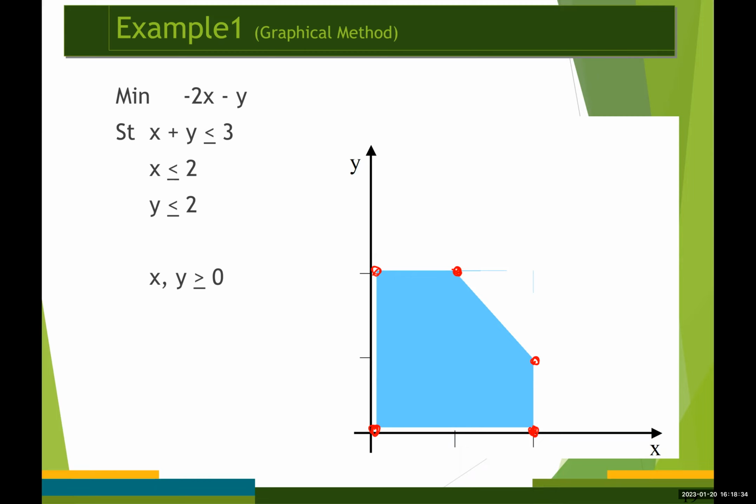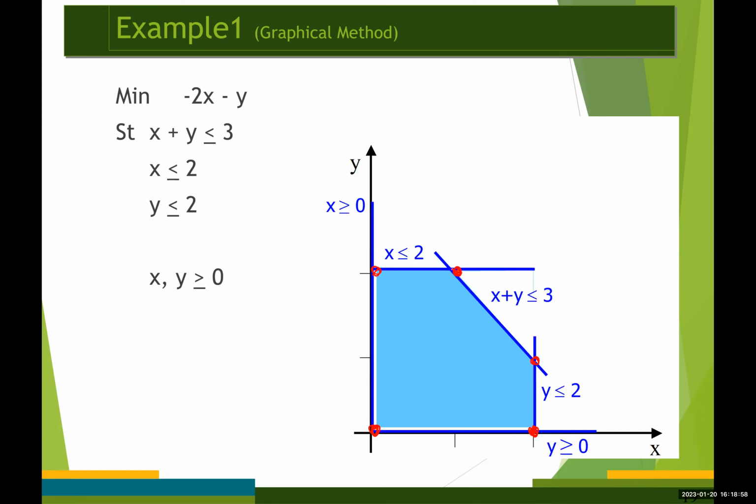Okay, so to find the optimal solution, we need to graph an iso value line, right? And to draw the iso value line, what you need to do is just choose any one point in the feasible region and then calculate its objective function value. So let's choose point (0, 1).